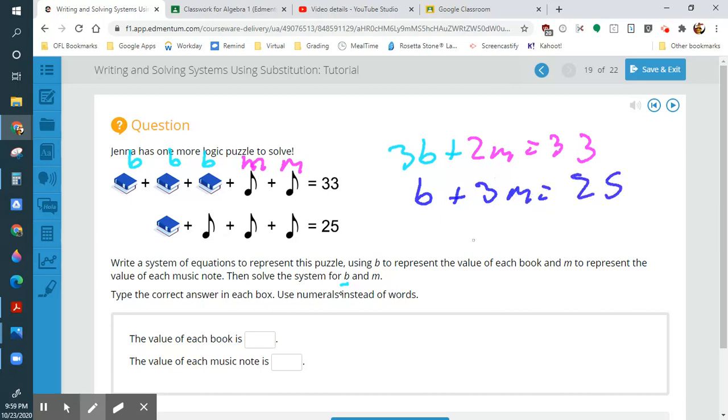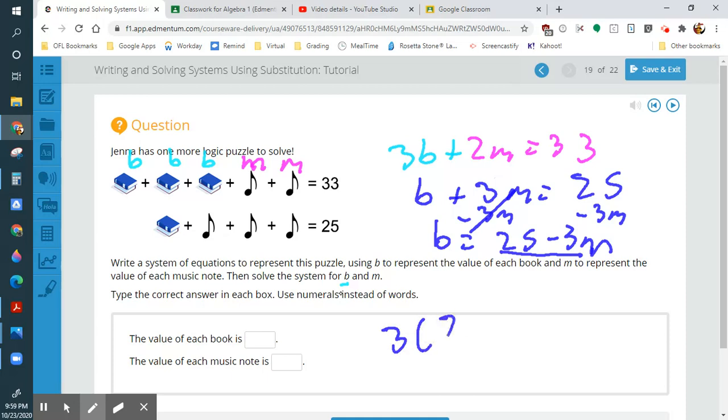Well, we can make this easier on ourselves by doing this. B is equal to, I'm going to take away 3M from both sides, is equal to 25 minus 3M. That's what I'm doing right here. So now I have this B is equal to 25 minus 3M. Well, it's a bit of work, but what I'm going to do is I'm going to plug this into my other equation. 3, put a parentheses because we're plugging in. Always put parentheses when you're substituting. Plus 2M is equal to 33.